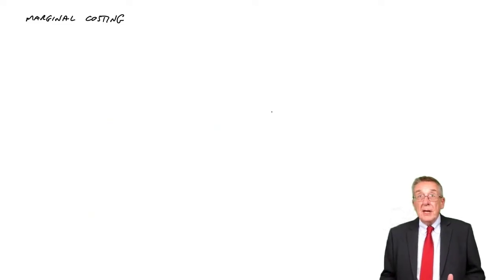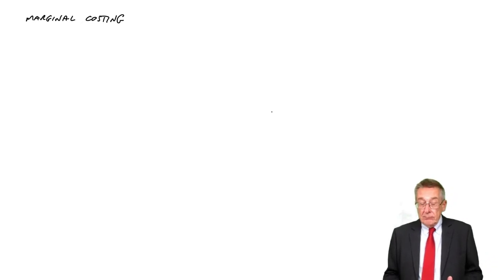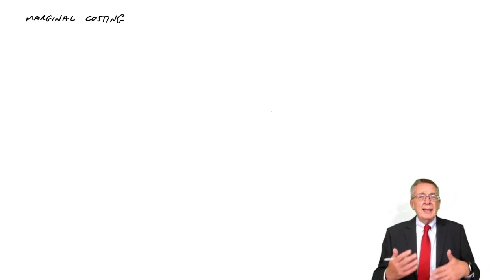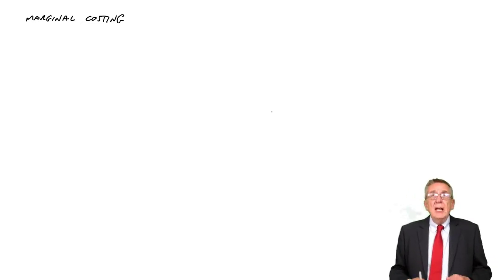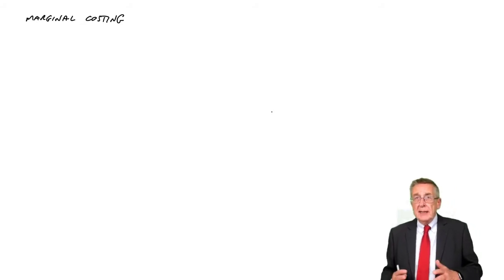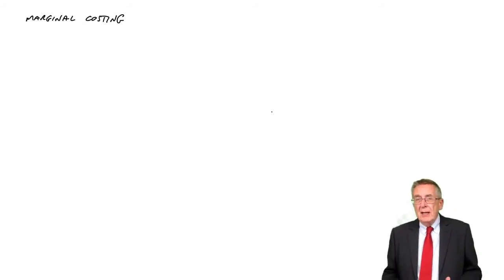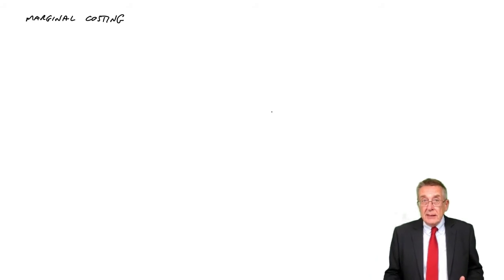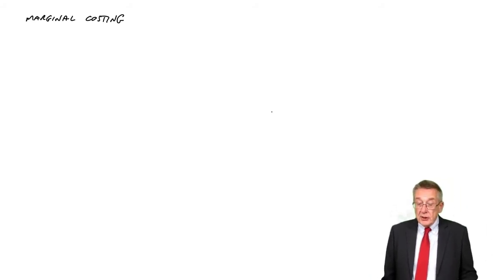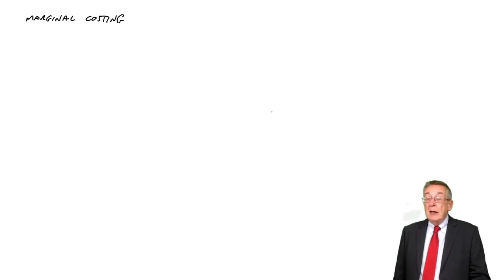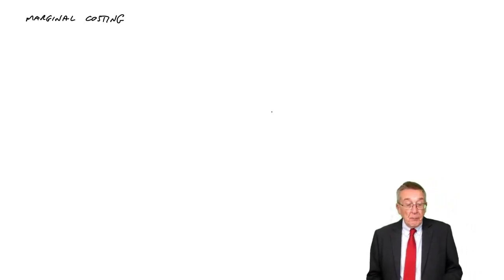In the previous chapter, we went through absorption costing, and you saw we had that little bit of messing around dealing with the over or under absorption. Well, as I did say at the end of the lecture, there is an alternative way of costing called marginal costing, which I will work through in this chapter.